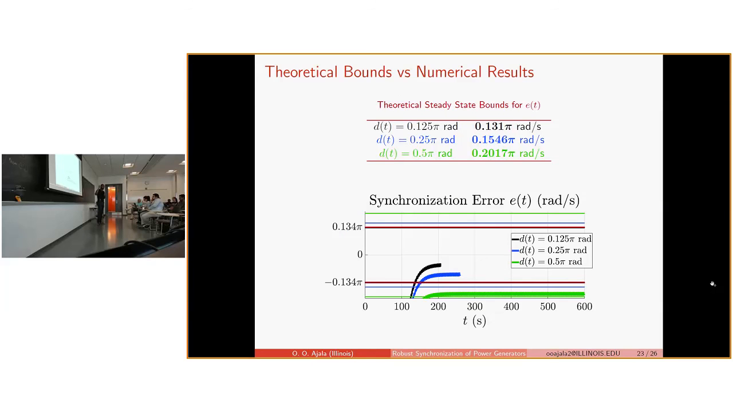So we compared the theoretical bounds that we came up with to the behavior of the system. Now for D equals 0.125 pi, the theoretical bound, the equations I showed earlier, suggested this value. And that is what I show here in black. And as you can see, the result falls within those theoretical bounds. Likewise, for the blue, it falls within the theoretical bounds, and for the green.